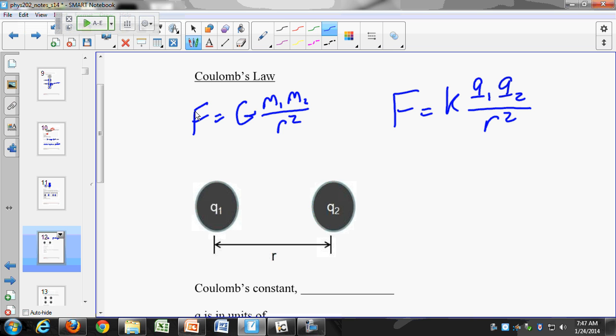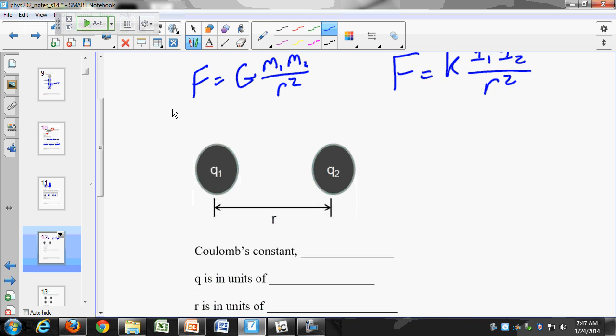It's because these are field forces that emanate out in a spherical way, and so it works out that the force is proportional to 1 over r squared, because it emanates out into 3 dimensions of space in a spherical way. K is our Coulomb's constant.